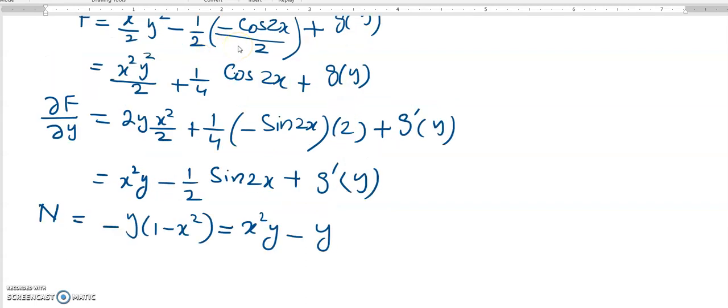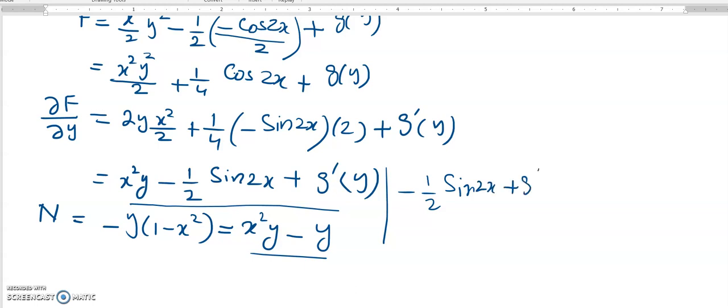So in this case, we have found that if we compare these two expressions, this expression and this expression, so x square y is x square y, but the other things are not matching very well. So it means that we can write it like this: minus 1 by 2 sine 2x plus g prime y is equal to minus y. So it is not a simple equation to simplify and find the value of g.